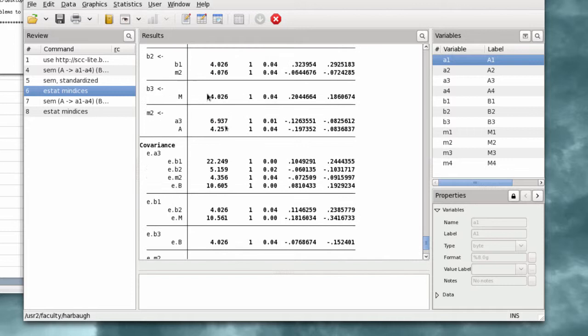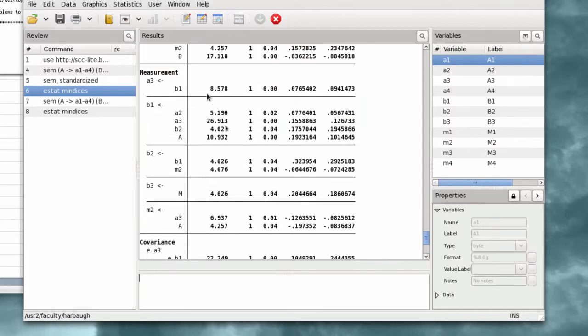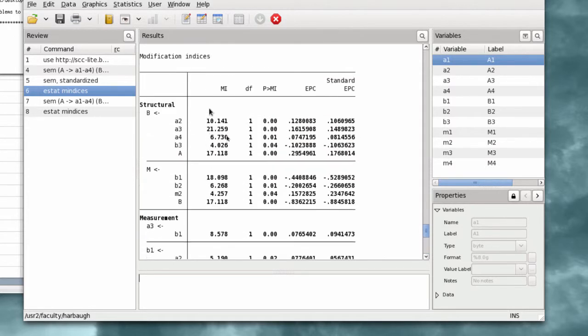But when I look up here, this is not as high. It's 17 versus 22. A predicting B could be accounting for that connection that I'm seeing in A1 to B3, or sorry, I think A3 to B1. Theoretically, this is a good example because this is where I'd say, well, let's go back to our model and put that path in. Let's put the A to B.